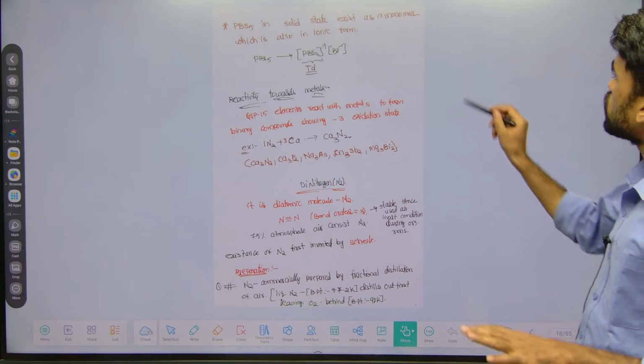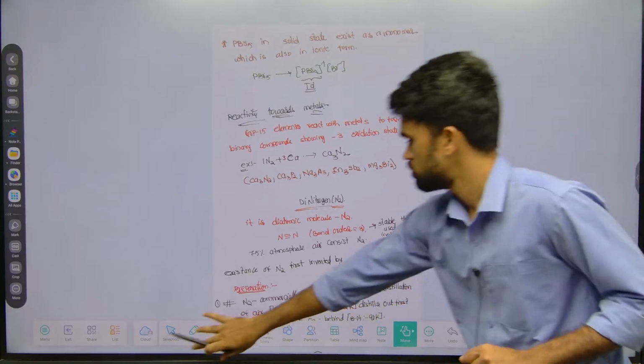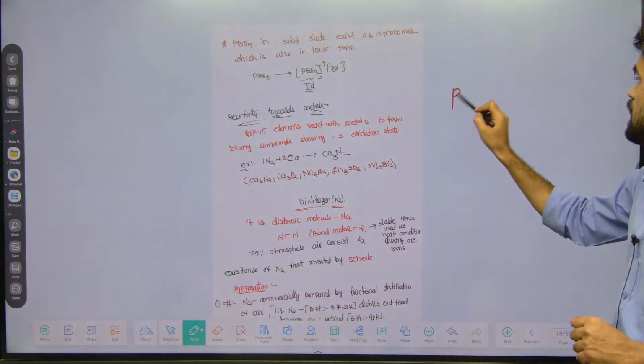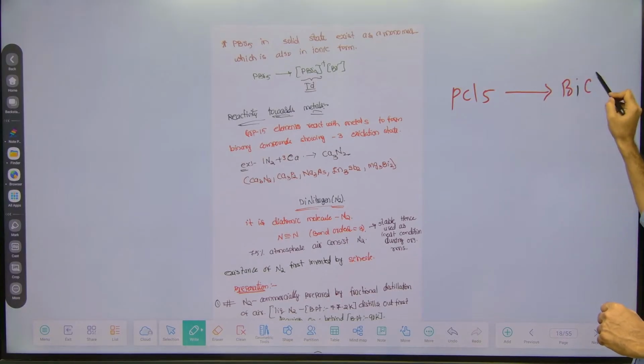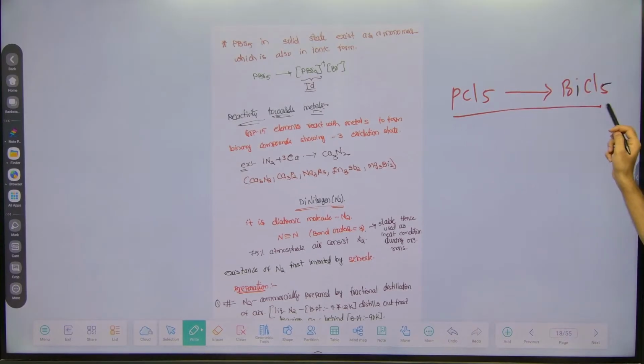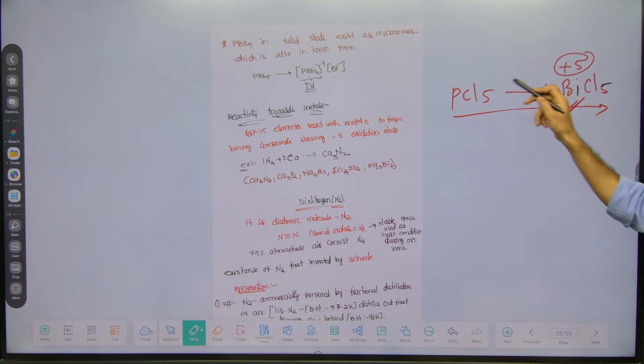Now down the group, you tell me, I have PCl5 to BiCl5. Which is stable? Down the group, what happens to the stability of these compounds? Decreases or increases? Decreases. Why? Because +5 oxidation state is unstable for bismuth because of inert pair effect. So stability decreases down the group, you can understand in that way.